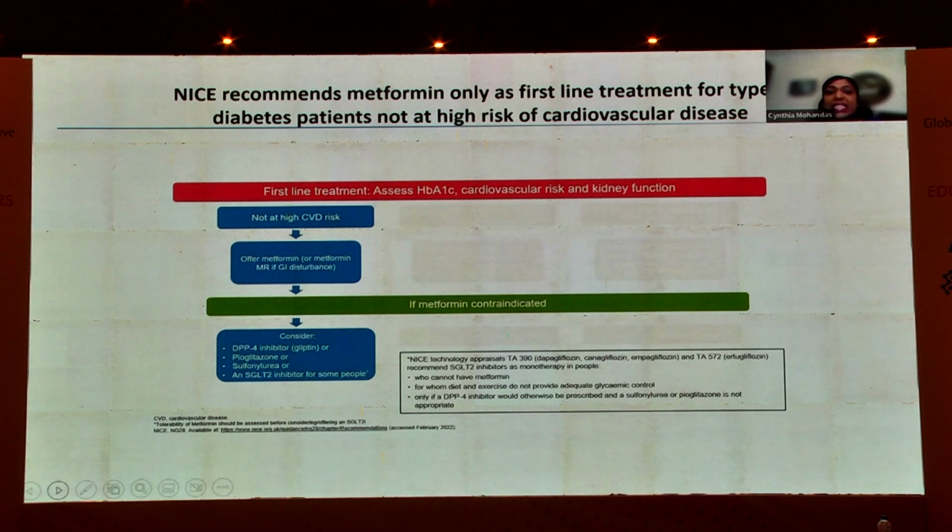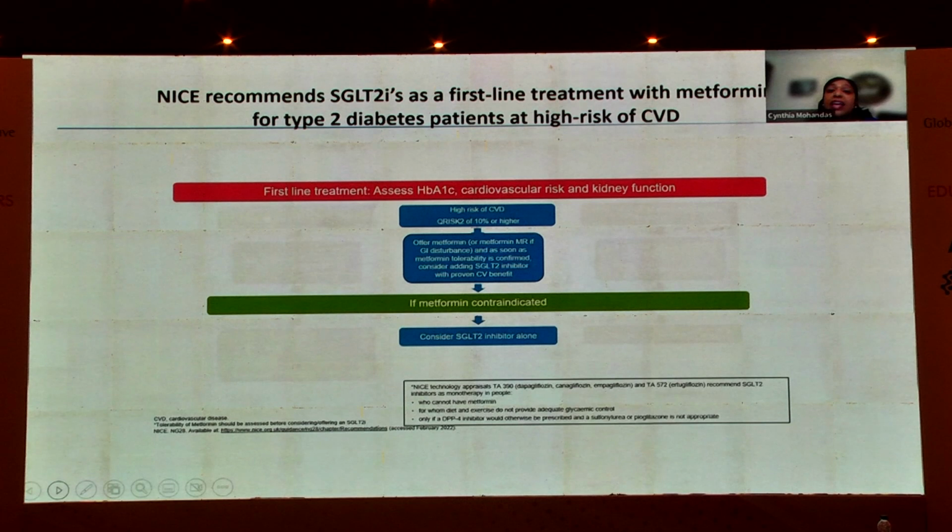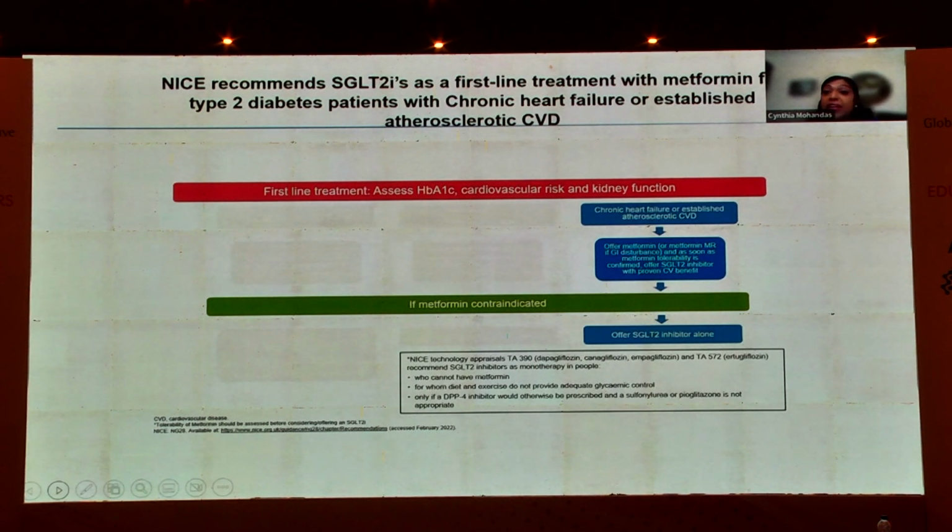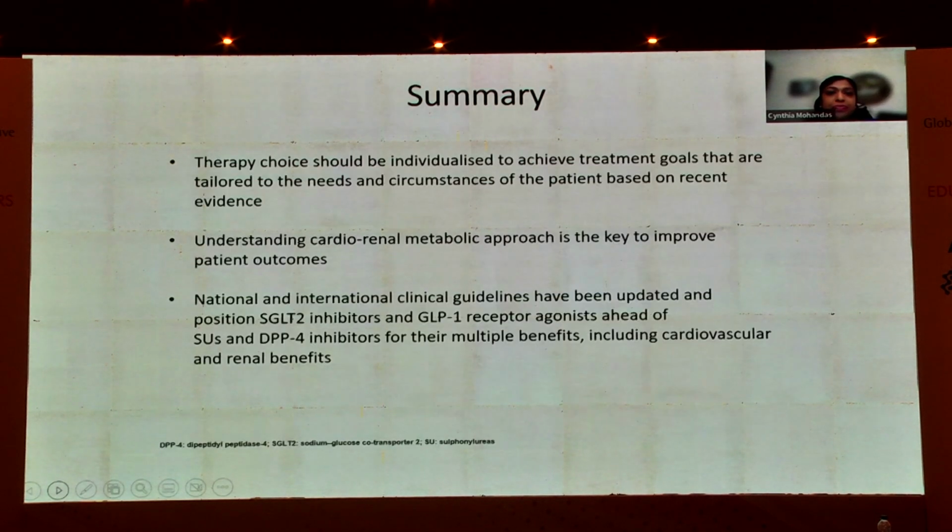So the first treatment, if you don't have cardiovascular risk, is still metformin, and then they ask you to consider all the drugs, but we clinicians go for SGLT2. And if there's high risk of cardiovascular disease with a QRISK2 score of 10% or higher, we offer metformin, and if it's contraindicated, to consider SGLT2 inhibitor. And again, with chronic heart failure and atherosclerotic cardiovascular disease, obviously, metformin and SGLT2, or we use SGLT2 alone if metformin is not tolerated by patients.